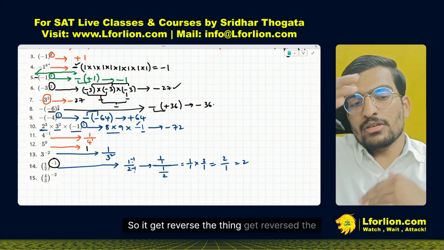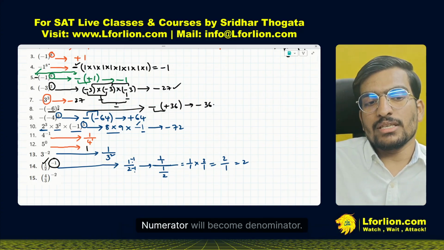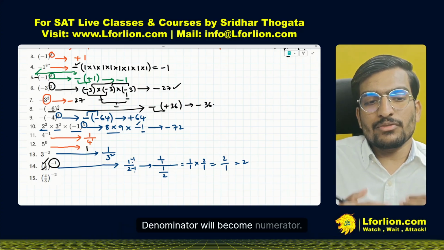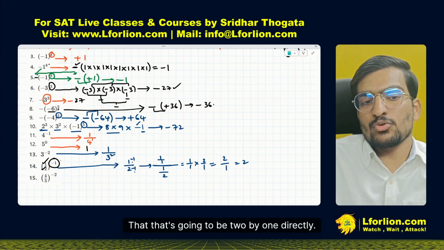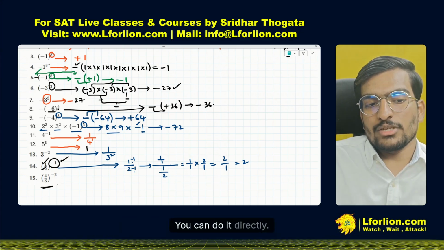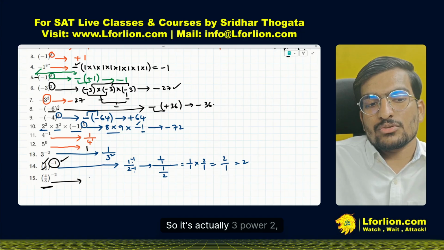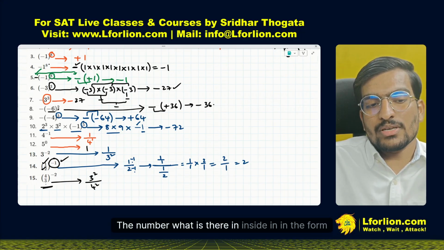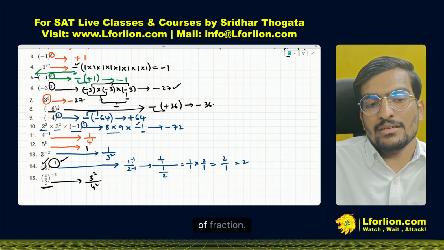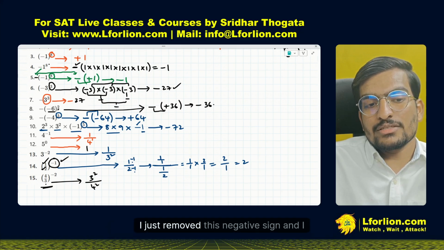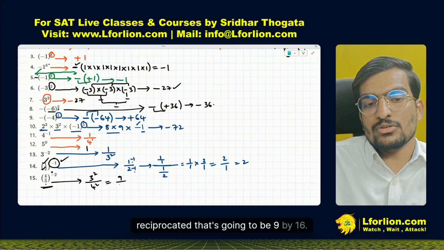If you want to do it directly, you can do it directly, the thing gets reversed. The numerator will become the denominator, and the denominator will become the numerator. That's going to be 2 by 1. Directly you got it. So it's actually 3 power 2, 4 power 2. The number in the form of a fraction, I just removed this negative sign and reciprocated. That's going to be 9 by 16.